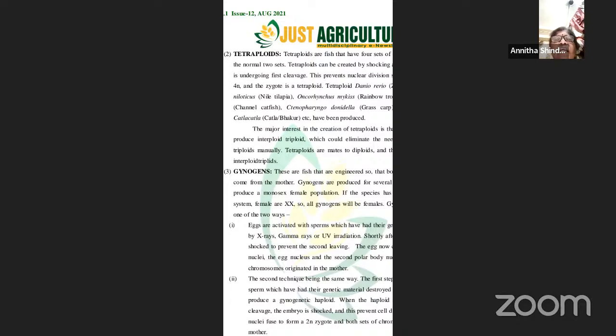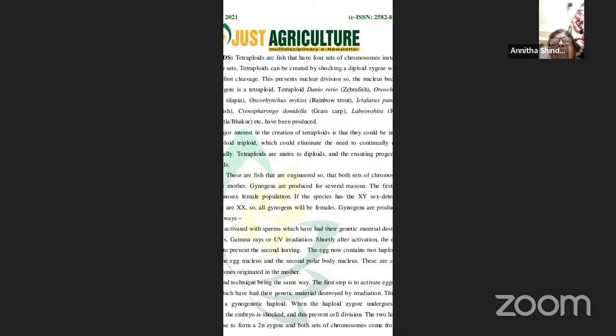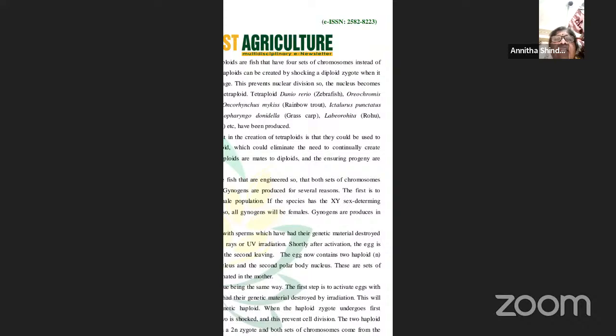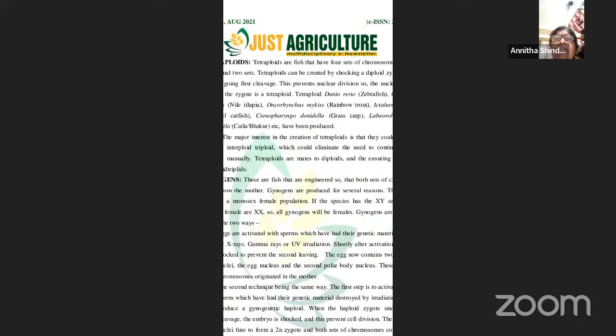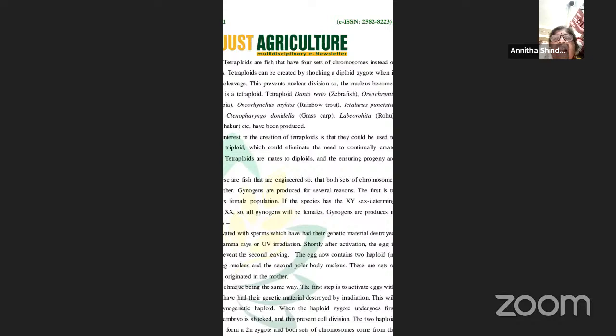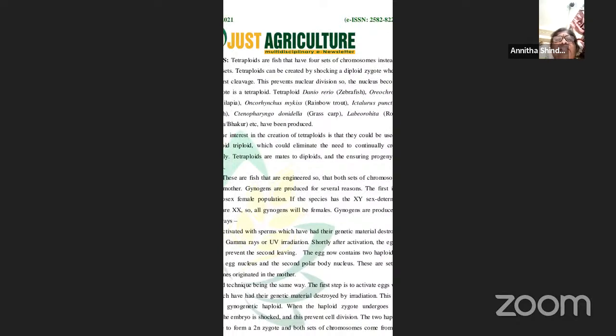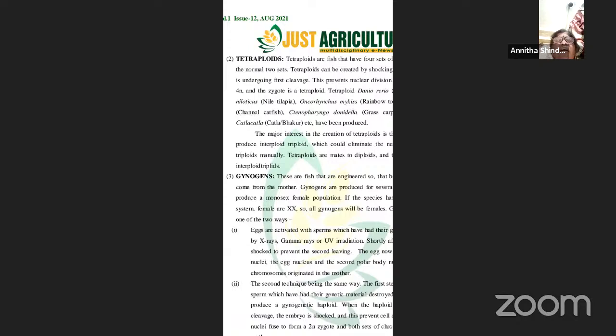Tetraploids can be created by giving a shock treatment, which may be a chemical, a temperature, or a pressure shock, whatever it is. What you need to take here are newly fertilized eggs, a diploid zygote. If you give it a shock when it is undergoing the first cleavage, what happens? It will prevent the nuclear division, so further nuclear division will not take place and will be stopped. The nucleus will become 4N, and the zygote will become tetraploid. That is the logic behind the production of tetraploids.